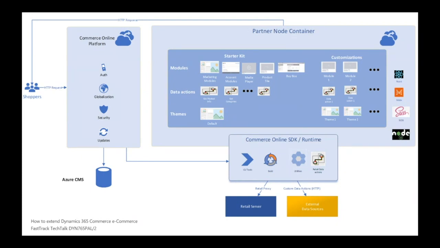And so data actions can either call retail server, they can call our new ratings and review service, or our recommendations engine. And then you'll also have a set of themes. So in our SDK, when you download it, you'll also get a starter kit. So the set of modules I just showed when I was on the Fabricam site, that set of modules is part of our starter kit.